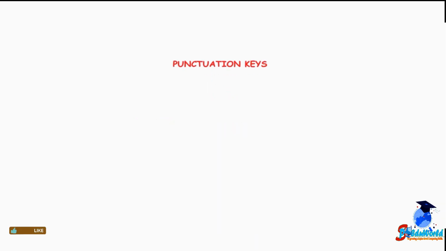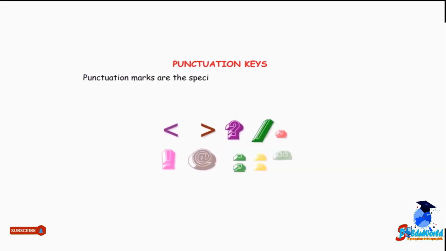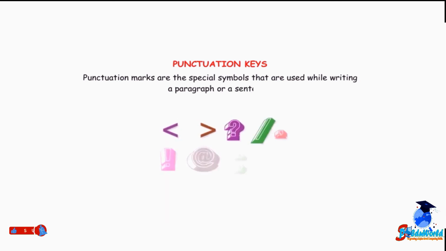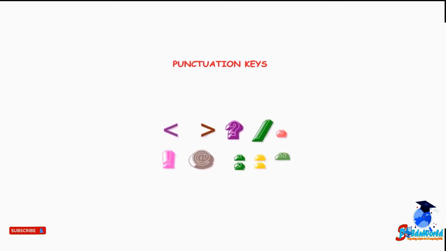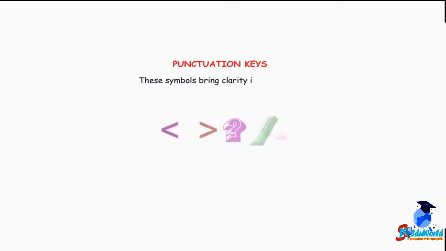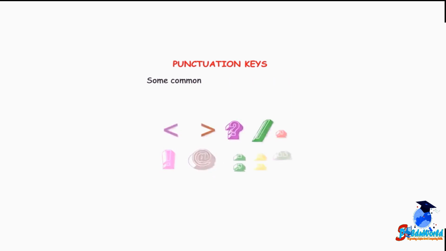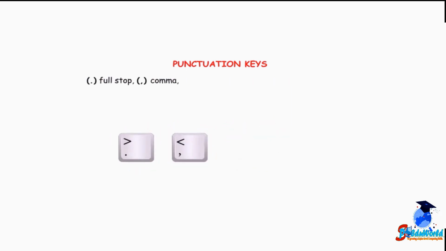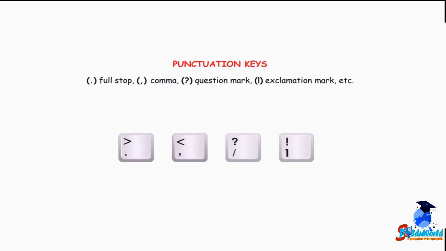Let's find out what the punctuation keys are. Punctuation marks are the special symbols that are used while writing a paragraph or a sentence. These symbols bring clarity in a language. Some common punctuation marks are full stop, comma, question mark, exclamation mark, etc.